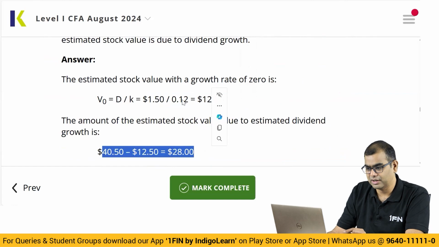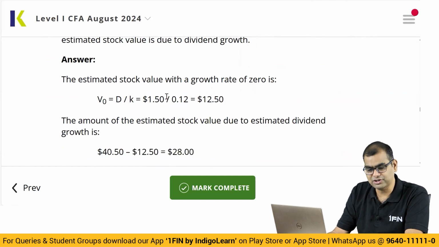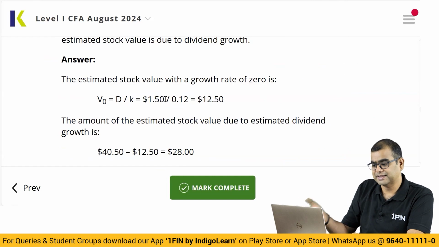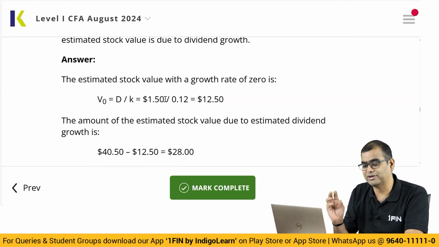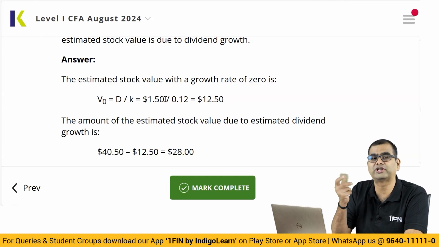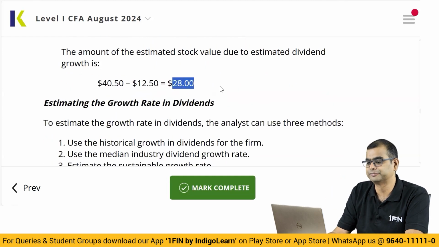Did you understand? Assume that there is no growth in dividends, then you will get just the present value of simple dividends which are not growing. Subtract that from the value that you previously arrived at, and you will get the growth value, or the amount of price of the share which is attributable to the growth in dividends, which is $28.